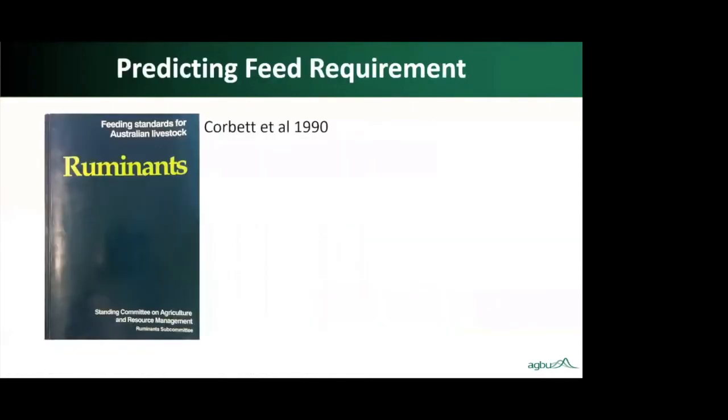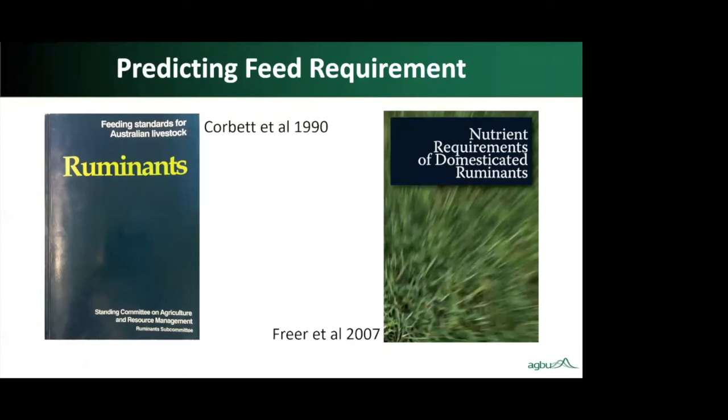Feed requirements within BreedObject have always been modelled using the Australian feeding standards. This began in the initial versions of BreedObject with the feeding standards released by John Corbett in 1990, which has been upgraded to those released more recently by Mike Freer in 2007.